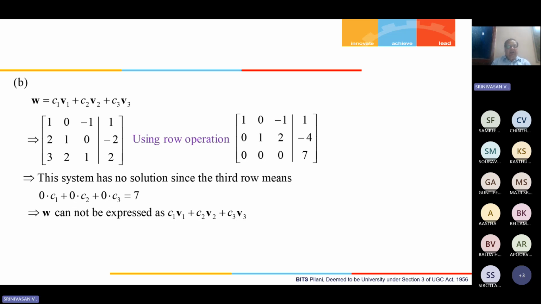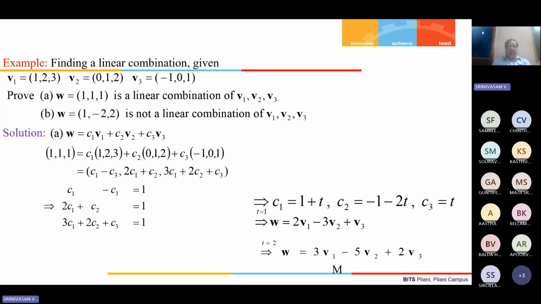So we just had seen one problem of proving a vector given to be a linear combination of three given vectors, whereas giving different components for the same three vectors of a new vector W that cannot be expressed as a linear combination of the given three vectors. So both we have seen.